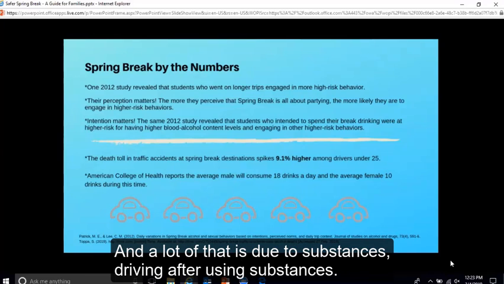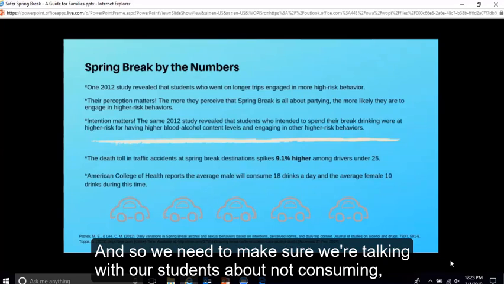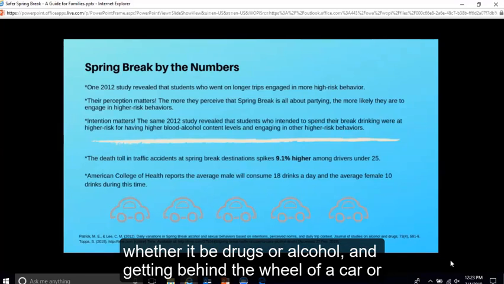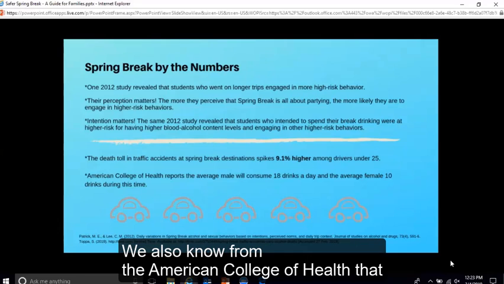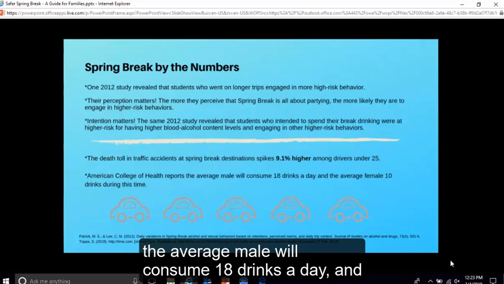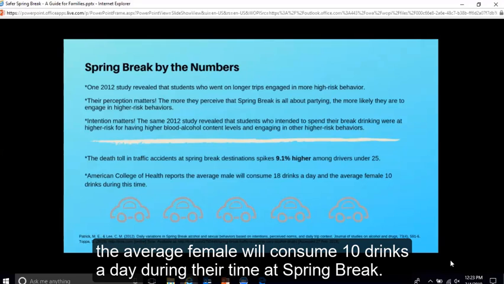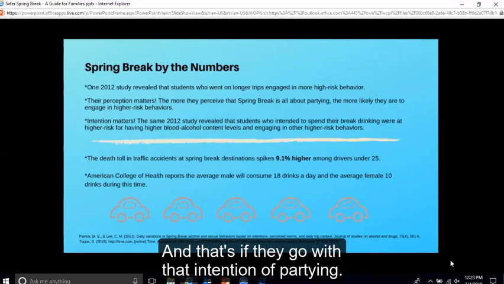And a lot of that is due to substances, driving after using substances. And so we need to make sure we're talking with our students about not consuming, whether it be drugs or alcohol, and getting behind the wheel of a car or getting in the car of someone else who has been using substances. We also know from the American College of Health that the average male will consume 18 drinks a day, and the average female will consume 10 drinks a day during their time at spring break. And that's if they go with that intention of partying.